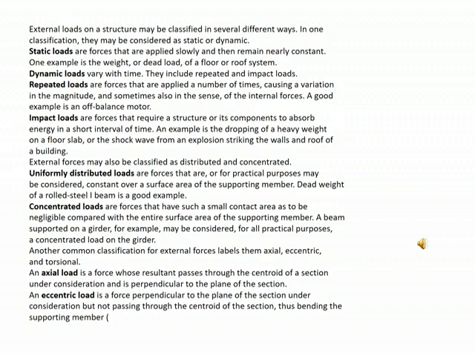An eccentric load is a force perpendicular to the plane of the section under consideration, but not passing through the centroid of the section, and it causes bending of the supporting member. So the bending of the supporting member can be caused by an eccentric load. Torsional loads are forces that are offset from the shear center of the section under consideration and inclined to or in the plane of the section, causing twisting. So twisting loads are the torsional loads.